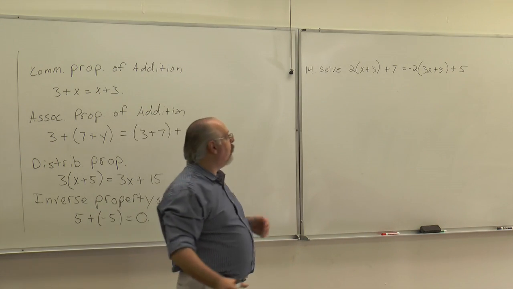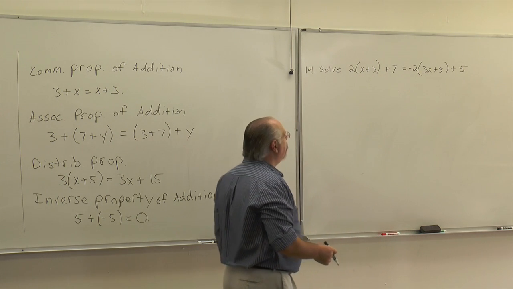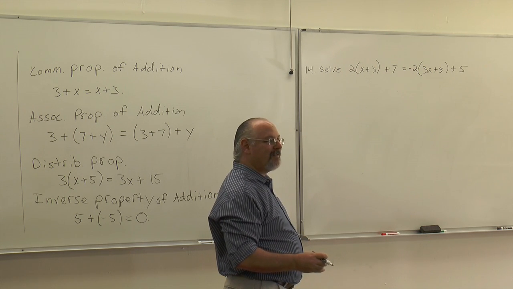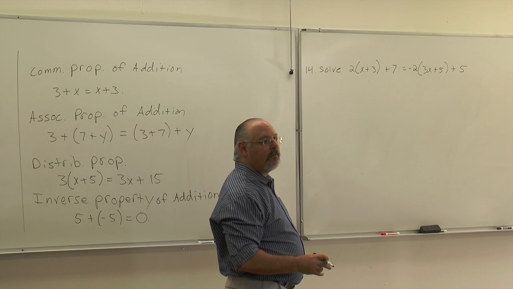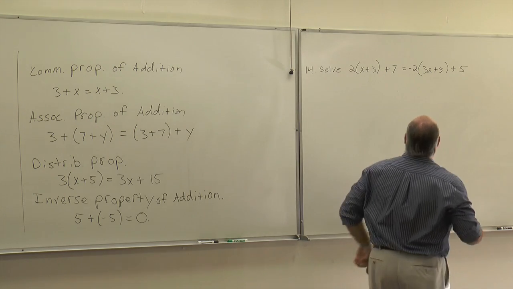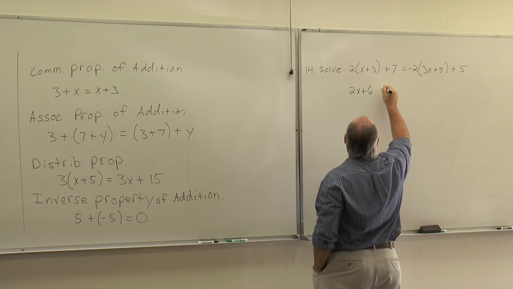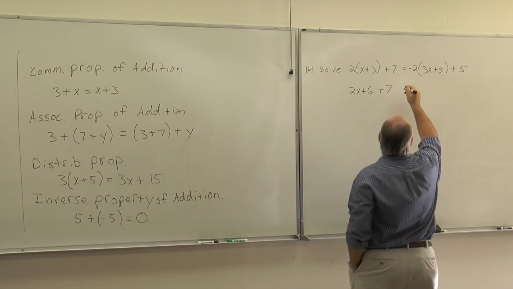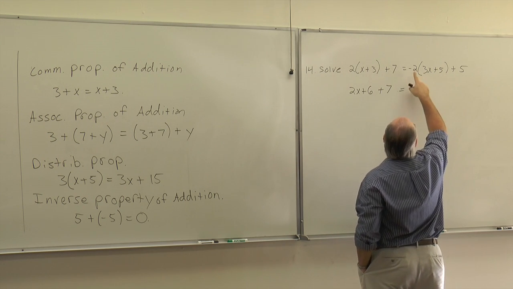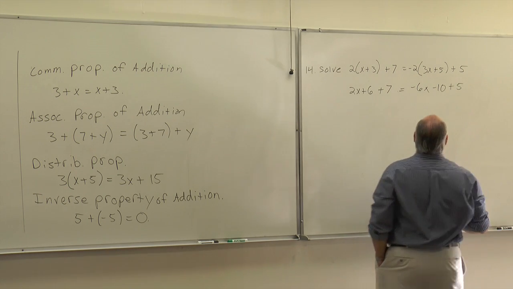All right, so what do we do first? You distribute? We distribute, right? We can distribute here and here. So distribute the 2 to the x plus 3 is 2x plus 6 plus 7 equals, distribute the negative 2, we get negative 6x, negative 2 times positive 5 is negative 10 plus 5.